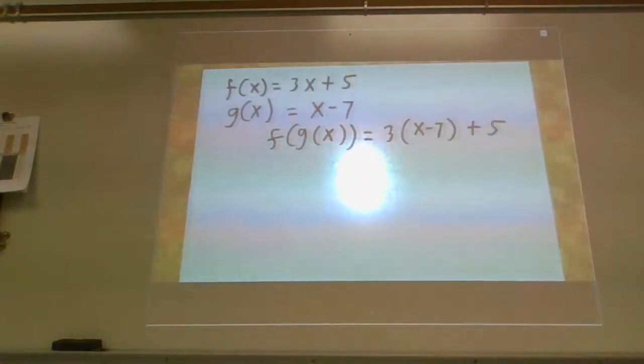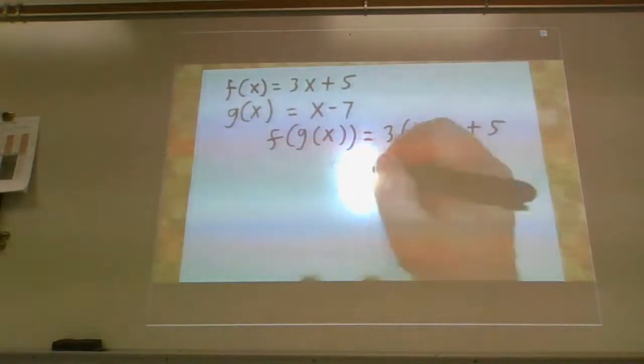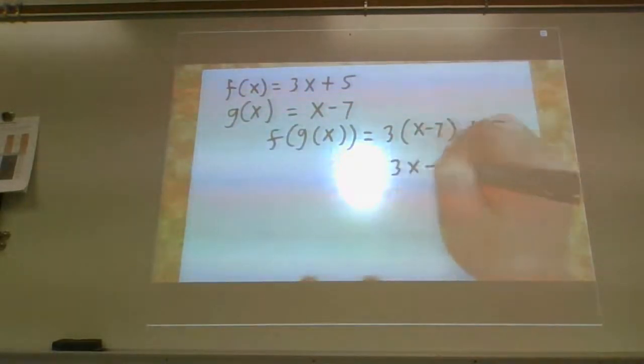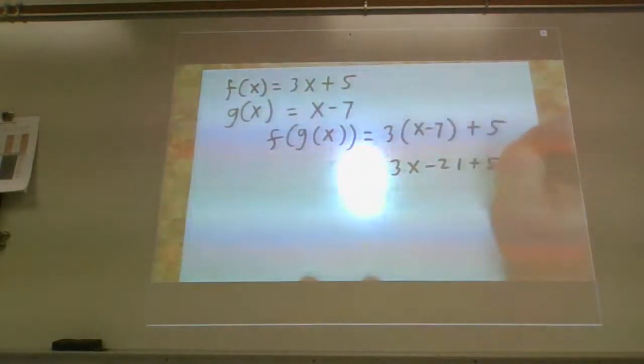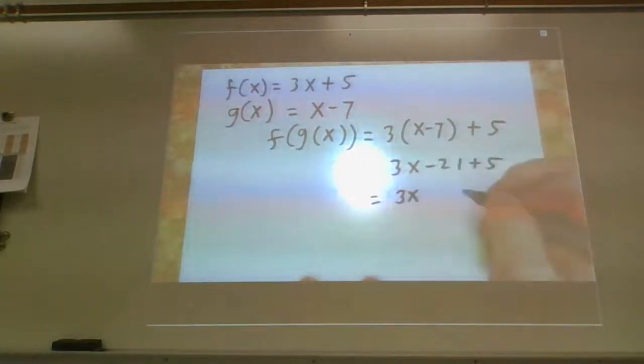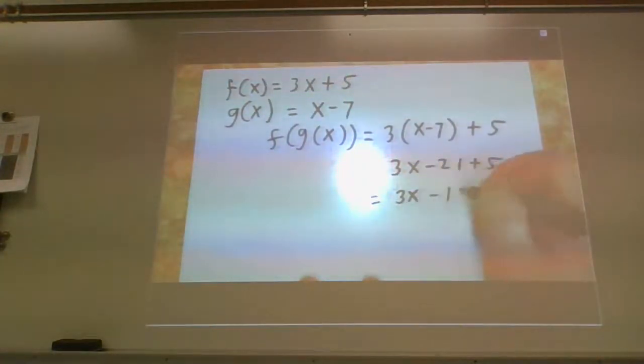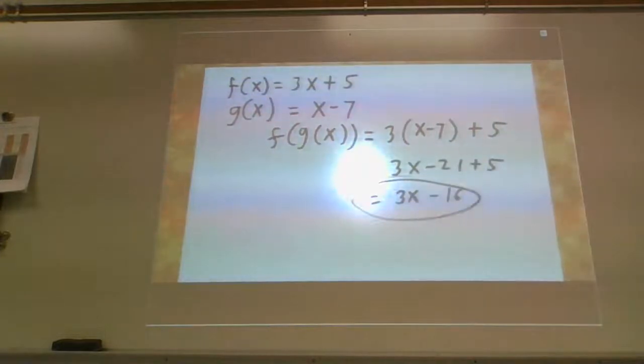From here, it's just a matter of simplifying properly. To simplify this properly, I can distribute that 3. And then I just need to combine like terms, which in this case should give me 3x minus 16. I'm going to double check the quizzes in a moment just to make sure, number one, that was one of the choices, and to see how many people actually picked it and what they picked.